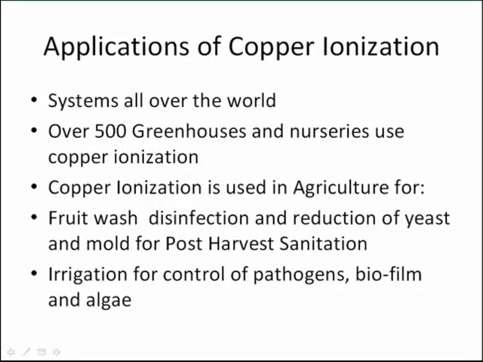There are systems all over the world. Over 500 greenhouses and nurseries use copper ionization at the present time. Copper ionization is also used in agriculture: post-harvest sanitation for the removal of yeast and mold, elongating the shelf life, and in irrigation for the control of pathogens, biofilm, and algae.